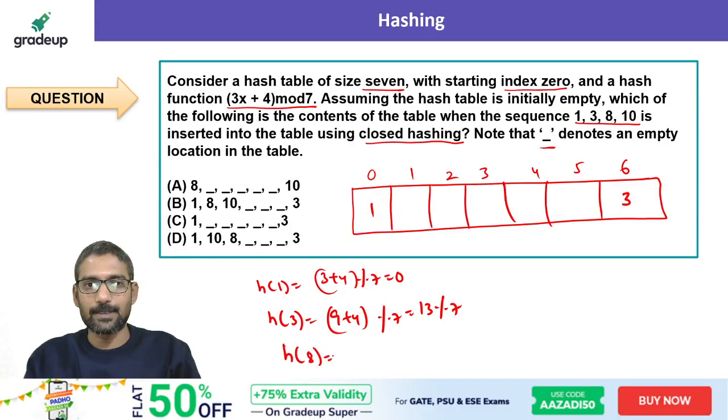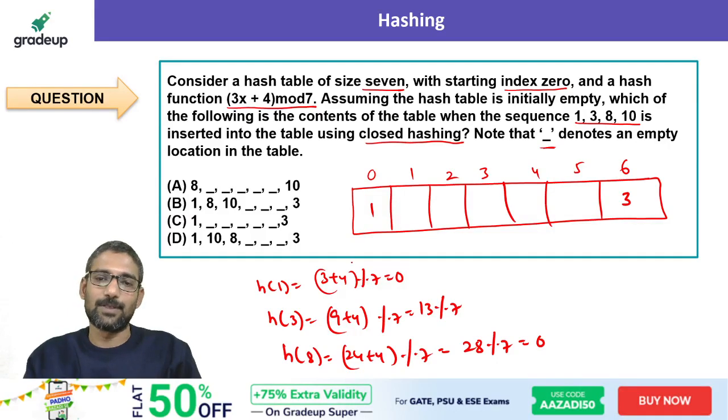H of 8 is 8 times 3 is 24, plus 4, mod 7. 28 mod 7 is 0, but 0 is full, so you apply plus 1, that means you will get here. H of 10: 30 plus 4 is 34, mod 7 is 6, but 6 is occupied, so the next free slot in the cyclic manner is here. All the others are free.